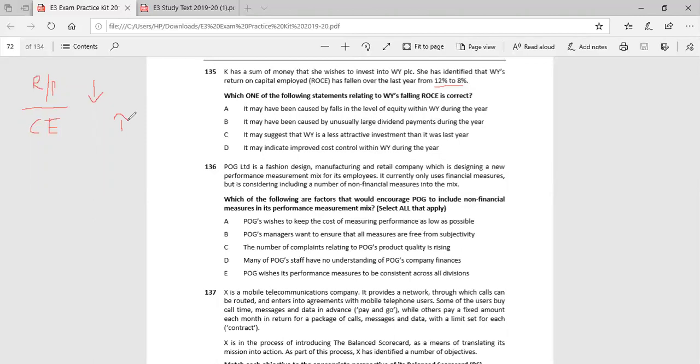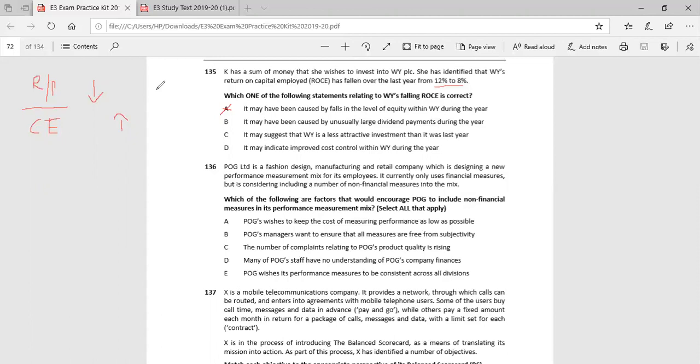A says it may have been caused by falls in the level of equity within WY during the year. Equity has to rise for that to happen, so A is ruled out. B, it may have been caused by unusually large dividend payments during the year. Large payment of dividends is not the case because profit here is EBIT.